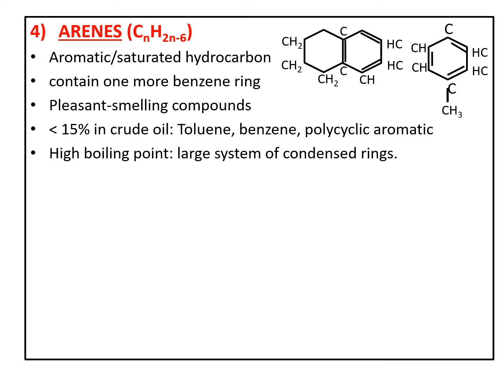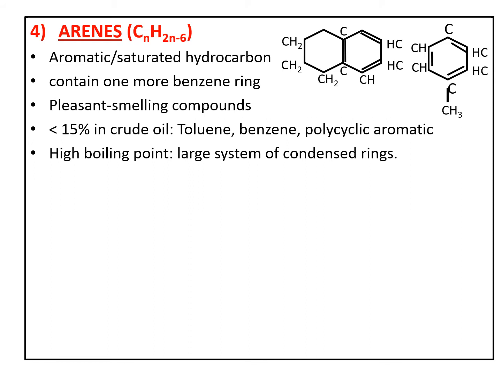Alright, the fourth type of hydrocarbon here is arenes with the molecular structure CnH2n-6. In the industry, they usually call it aromatic hydrocarbon. It is the only type of hydrocarbon that has pleasant smelling compounds and contains at least one benzene ring. It has a high boiling point, which means we need high temperature to boil this substance.